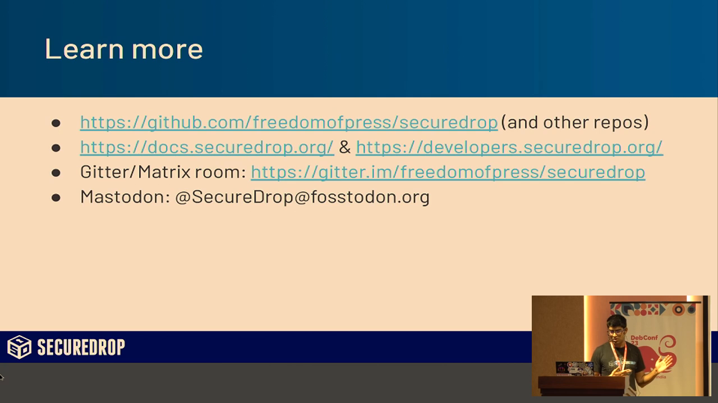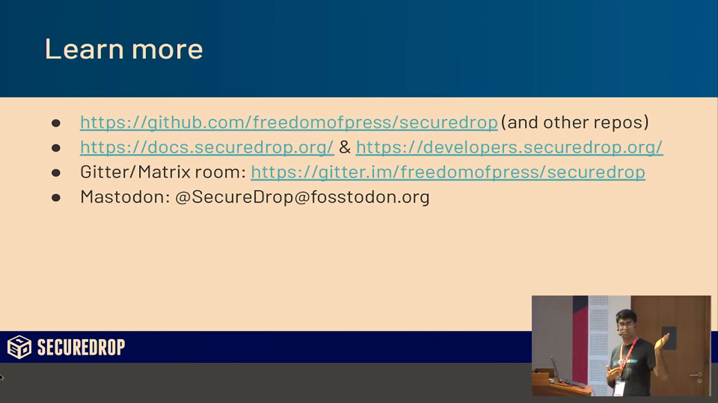If you want to learn more about SecureDrop, that is our main Git repository. But of course, we have like 20 different Git repositories, but that's the main one. We have a documentation website, which has a good intro and more history about the project. And also, we have a developer documentation website if you're interested in contributing. We have a Matrix chat room. It is kind of dead, but if you ask questions in there, we'll see it and respond. And we're also on Mastodon.